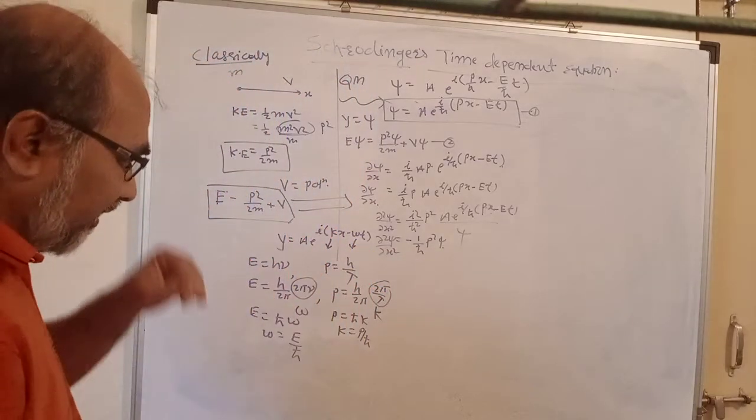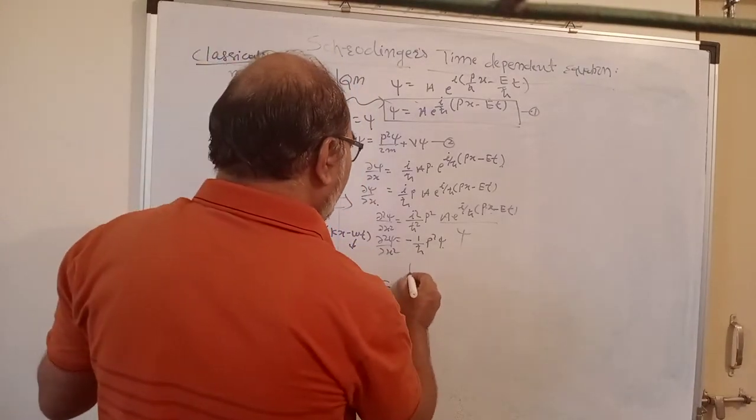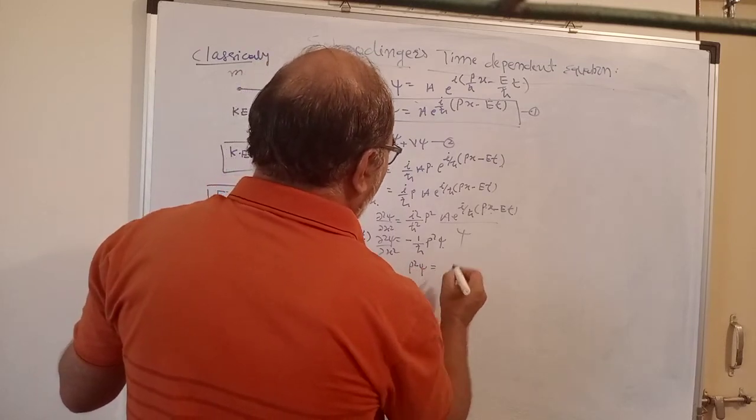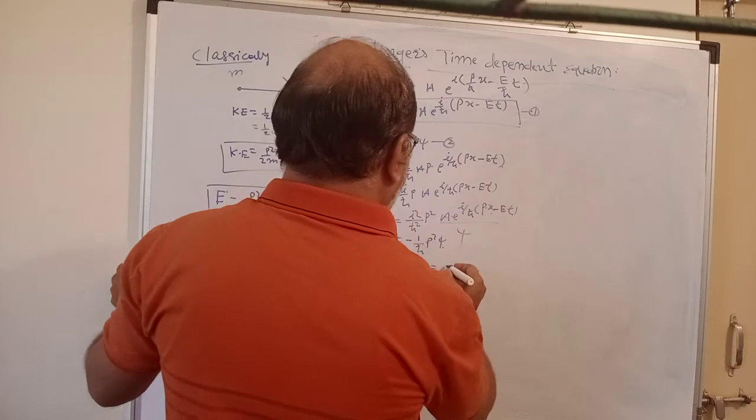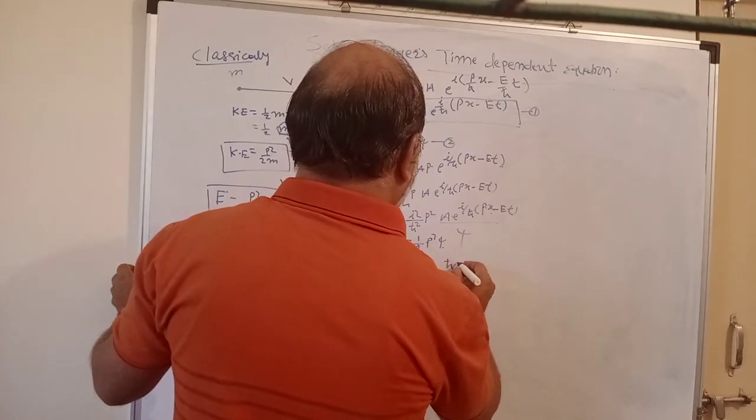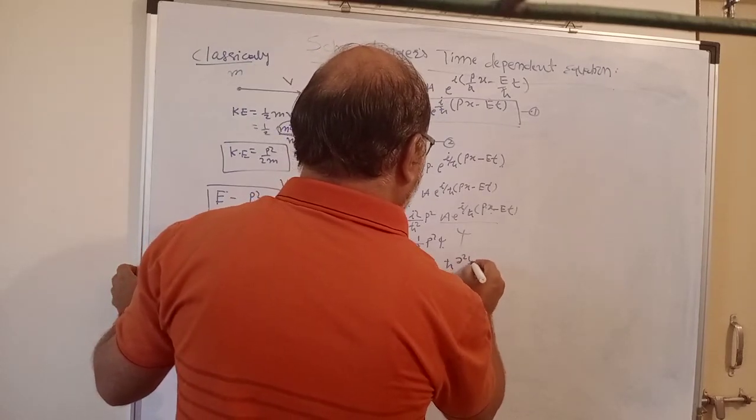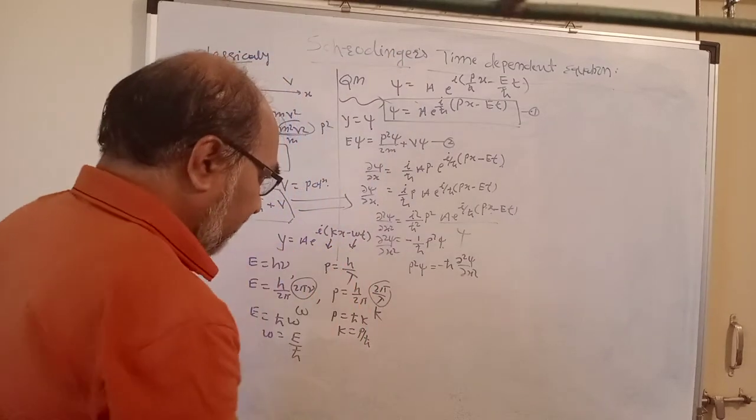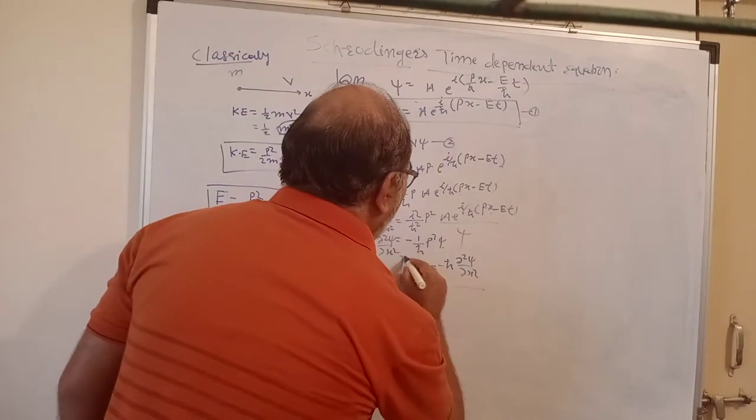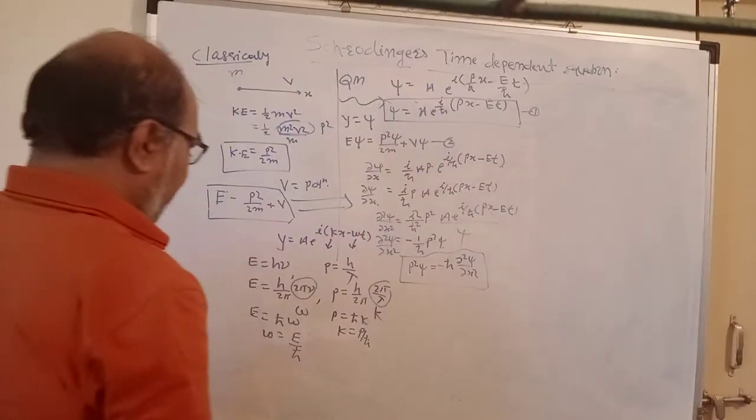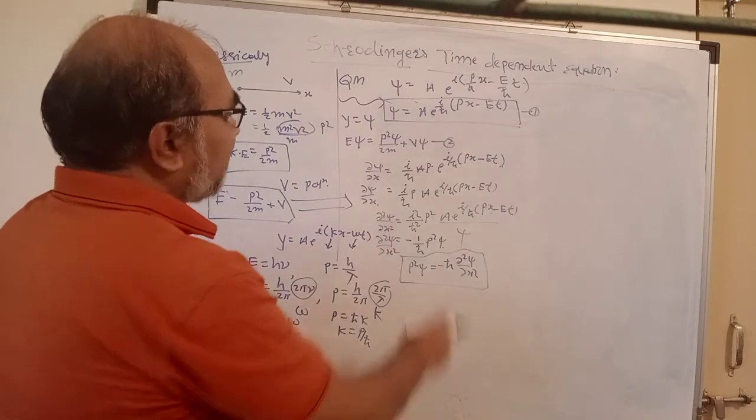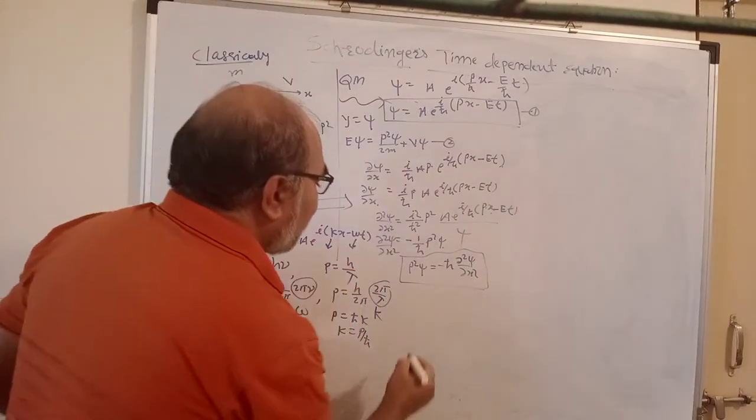Therefore p square psi is equal to minus h cross square d2 psi by dou x square. So this is the equation from which we find the value of p square psi. Now again differentiate the wave equation with respect to t.